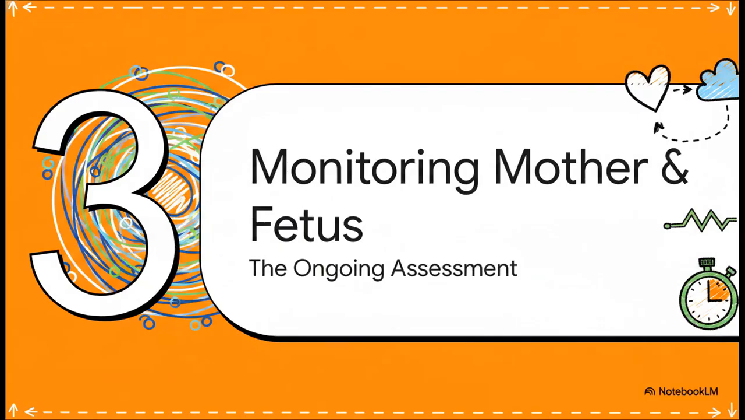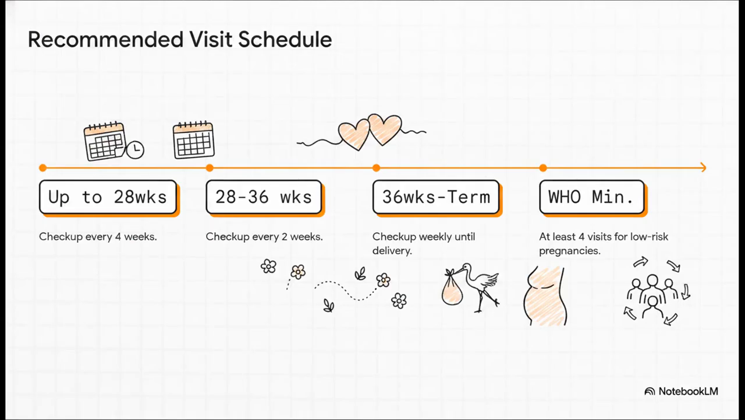All right, so with that foundation set, ANC shifts into a process of continuous monitoring. Let's take a look at what actually happens in all those subsequent visits that make up the bulk of antenatal care. You'll notice that as the pregnancy progresses, the visits become more frequent. It's usually every 4 weeks up to 28 weeks, then every 2 weeks until 36 weeks, and then it's weekly right up until delivery.